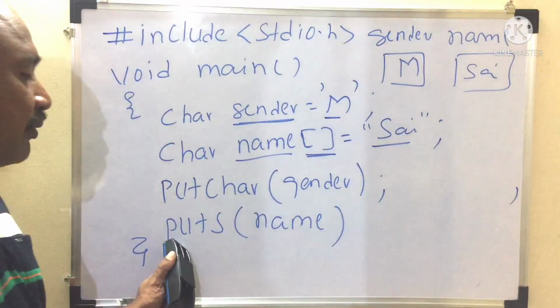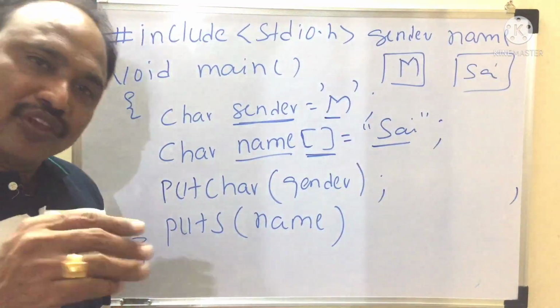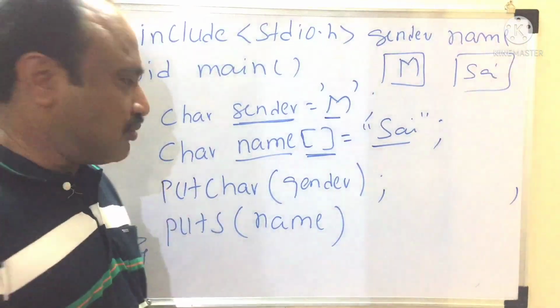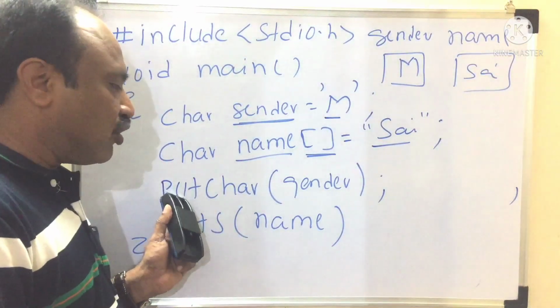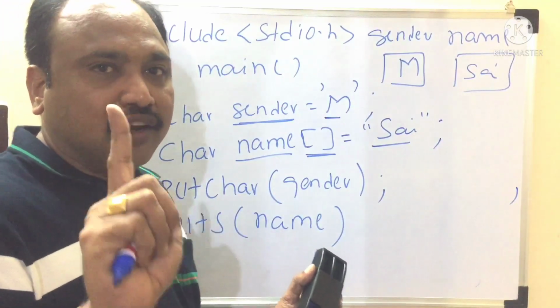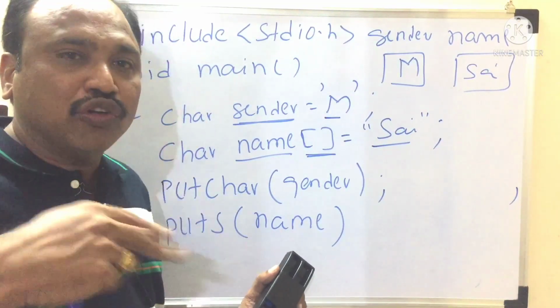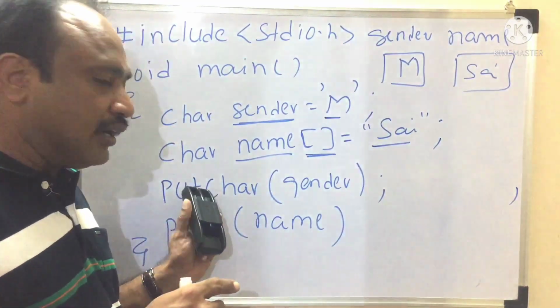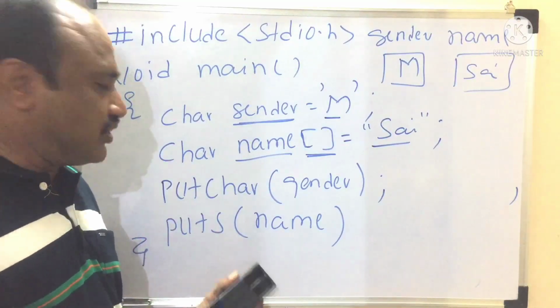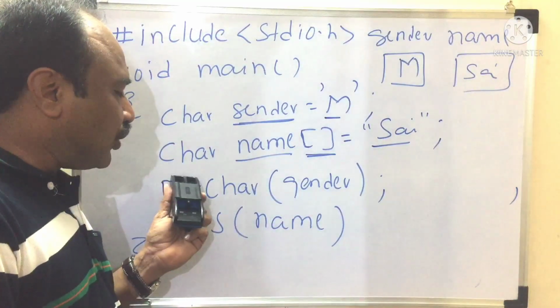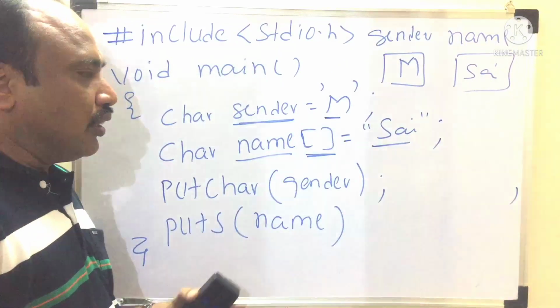Sir, I want to print multiple strings using puts. You have to use it multiple times. I want to print multiple characters using putchar. Putchar can display a single character. If you want to print multiple, you have to write it more than once. Like this, you have to work with putchar and puts.